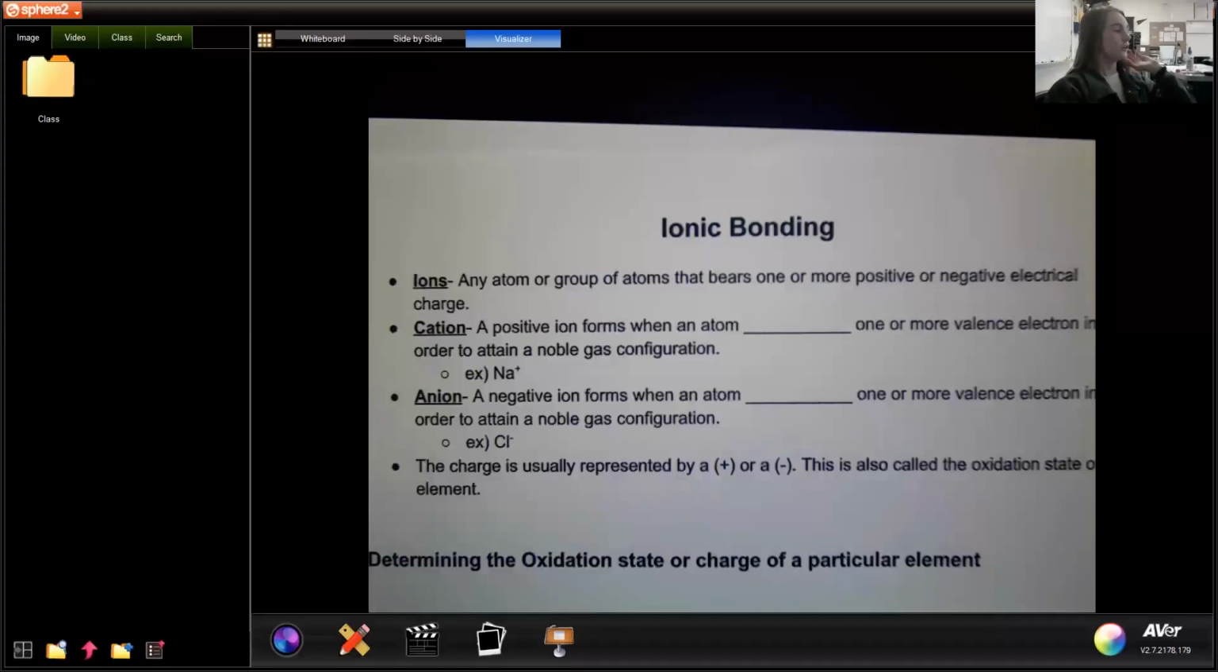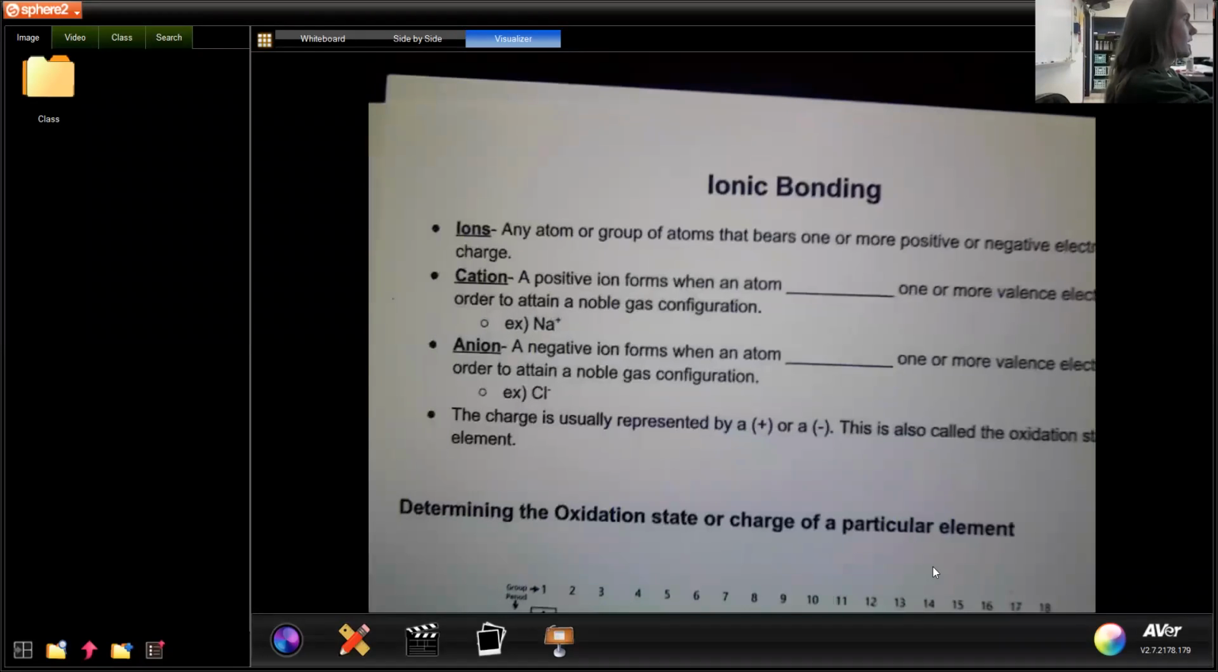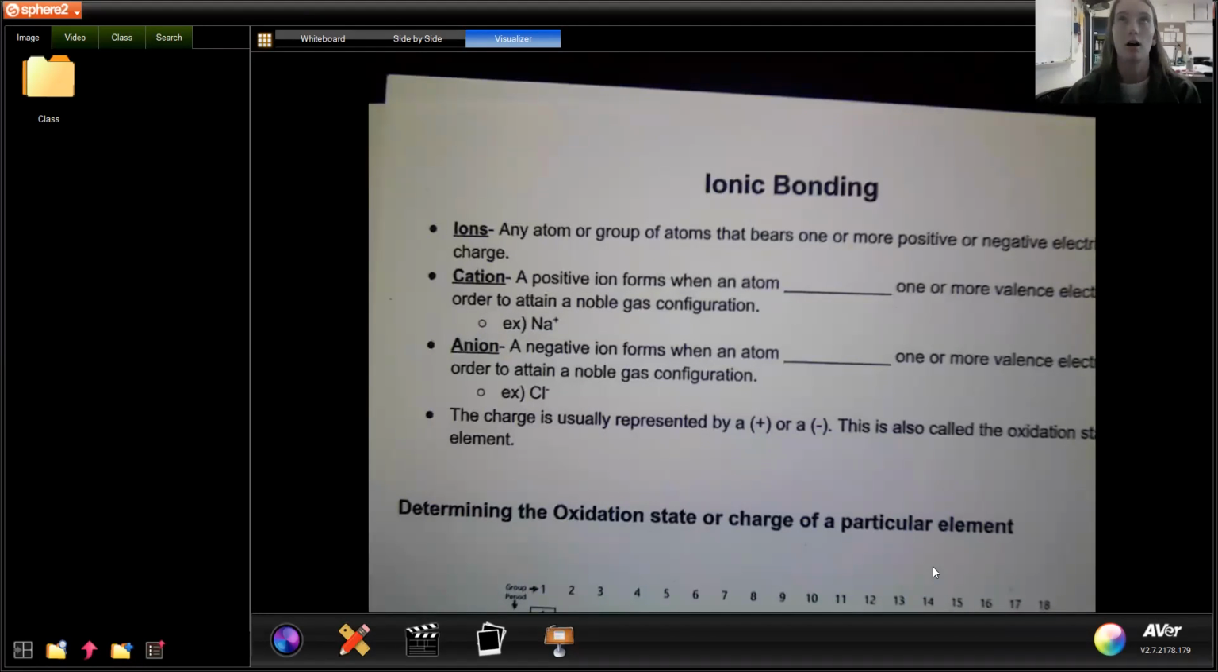Okay, so the start of this unit is going to be all about bonding. So there's two types of bonding that we're going to talk about, and the first is called ionic bonding. Now, we've talked about ions, how those are formed, but we haven't talked about how ions are what facilitate bonding.